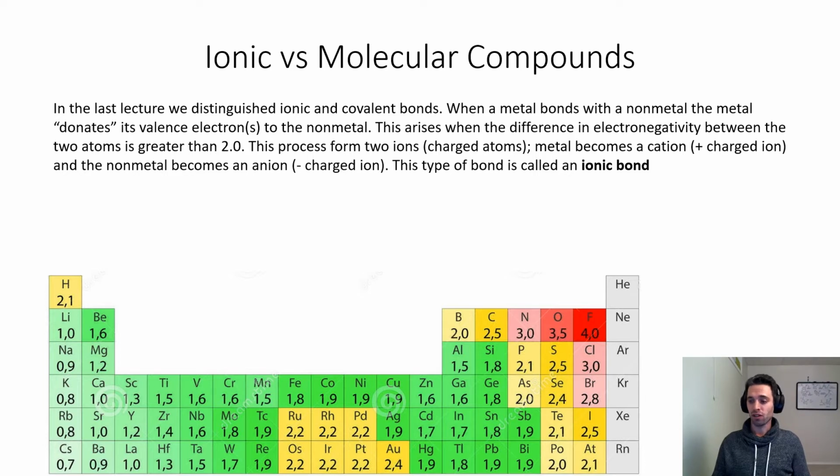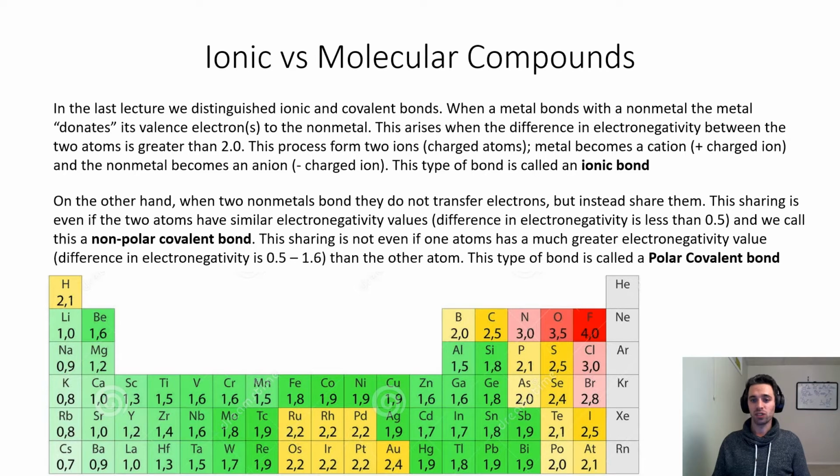We have the periodic table with all of the electronegativity values listed below. For example, when lithium bonds with fluorine, lithium has an electronegativity value of 1.0, while fluorine's is 4.0. 4.0 minus 1.0 is 3.0, and this can be thought of as an ionic bond because the difference in electronegativity is greater than 2.0.